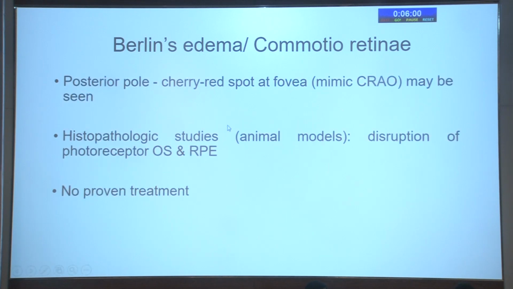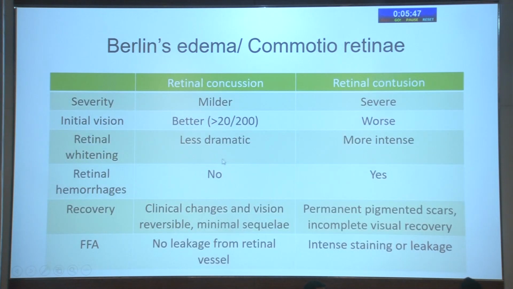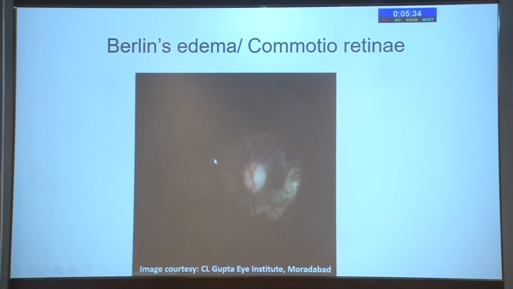If it involves the posterior pole, we may see a cherry red spot at the fovea, which may mimic CRAO. Histopathological studies on animal models show that there has been disruption of the photoreceptor outer segments. There is no proven treatment. It can be of two types, retinal concussion and retinal contusion. Retinal concussion is the milder version, whereas retinal contusion is worse and can lead to permanent pigmented scars and incomplete visual recovery. So this is a case of Berlin's edema in chronic follow-up where we see the scarring happening.